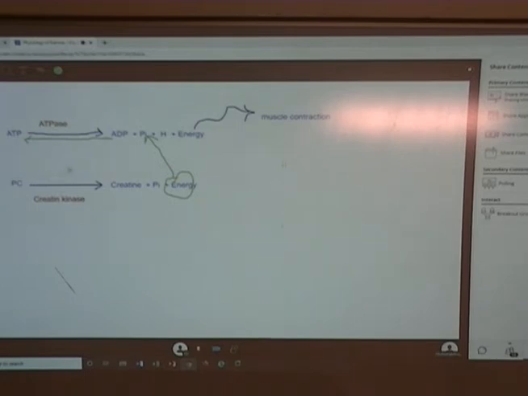Right? And I have, so I've got 5 seconds worth of ATP. If I train this system really hard, I might get up to maybe 10 seconds worth of ATP. And I've got somewhere around 15 to 20 seconds worth of phosphocreatine. So this system, the ATP-PC system, can last for 25 to 30 seconds. Does that make sense?